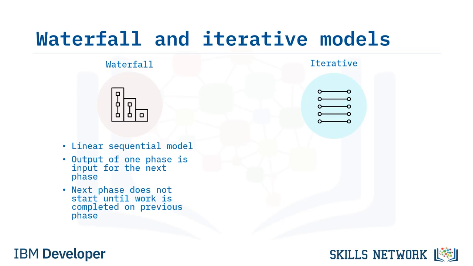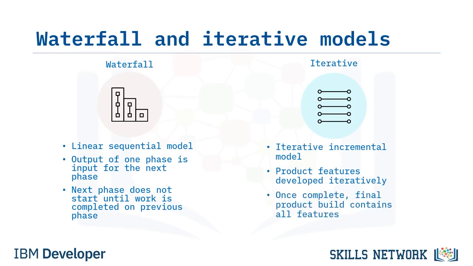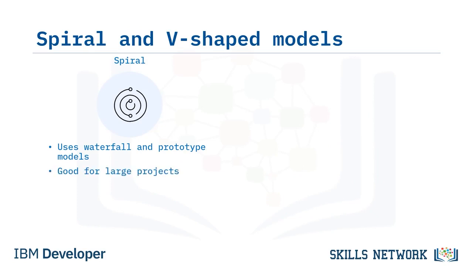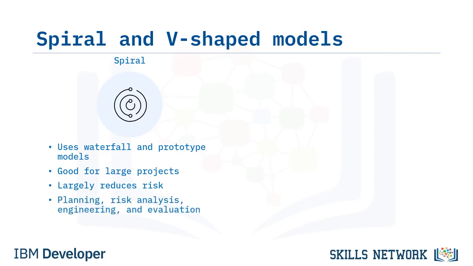The iterative model is also called an iterative incremental model. Product features are developed iteratively, and once all iterations are complete, the final product build includes all the features of the product. The spiral model uses both the waterfall and prototype models. It is best suited for large projects, and it reduces risk to a large extent. The spiral model has 4 phases: planning, risk analysis, engineering, and evaluation. The spiral model phases are followed iteratively.